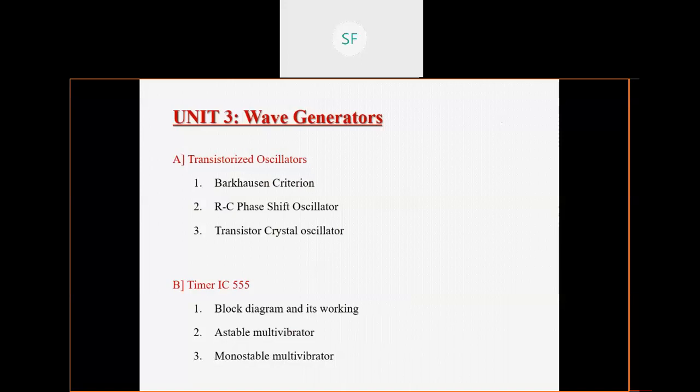So in unit number 3, we will discuss this unit basically in two sections. The first section is dedicated to the transistorized oscillators. Basically in these circuits, transistors will be used. Transistors we have already studied in unit number 1. The basics of transistor we have seen in unit number 1. So we are now familiar with the transistor, and now we will see oscillators.